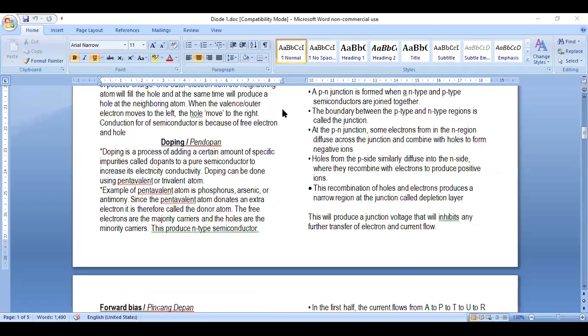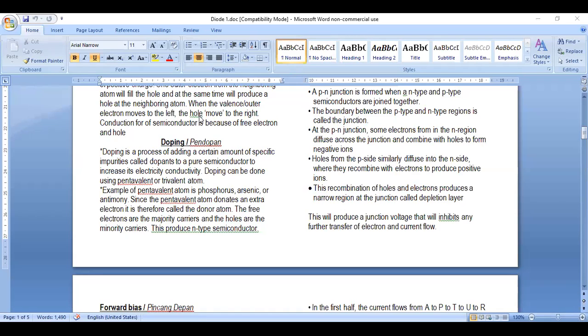Now next, we look at how to increase the conductivity of a semiconductor. The process is called doping. Maybe Paul is very familiar with this. Doping is basically a process where we add impurities into the semiconductor.